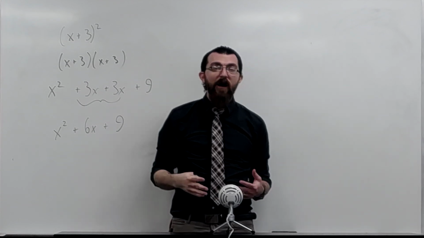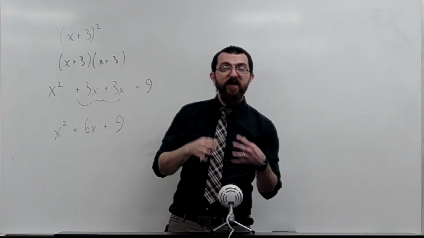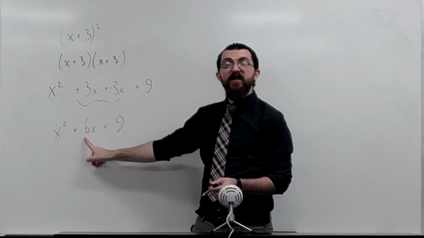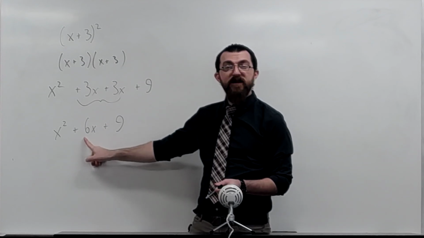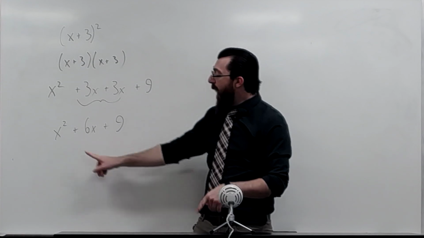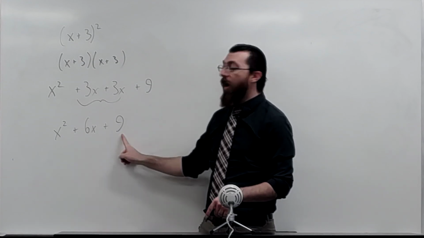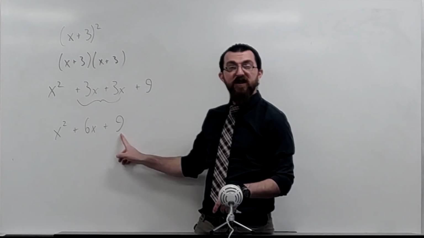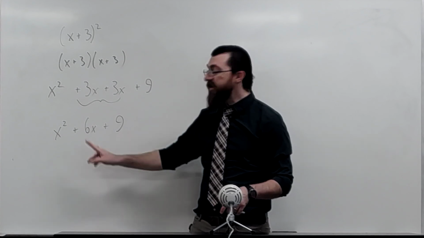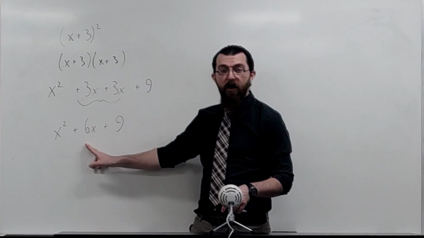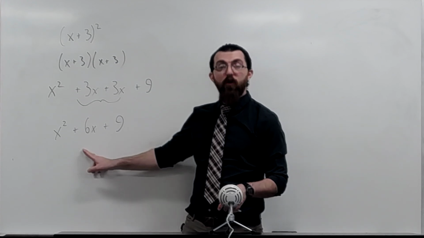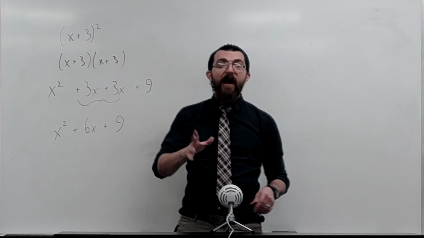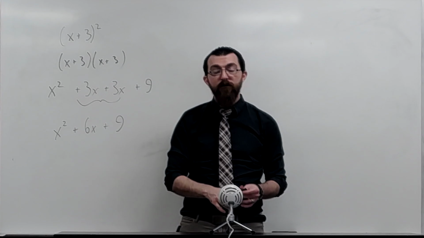You can recognize a perfect square when it has this pattern. This central term is double the square root of the last term. The square root of 9 is 3. 3 is half of 6. Half of 6 is 3. 3 is the square root of 9. That is a perfect square.